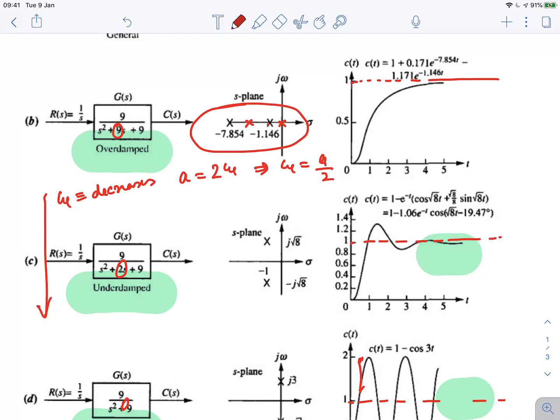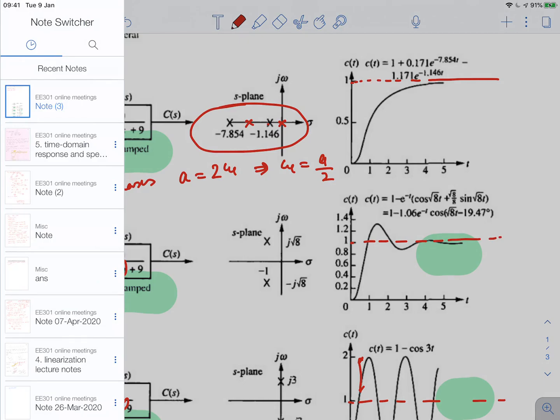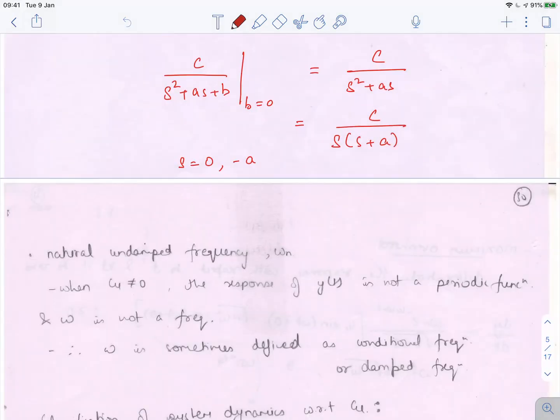Because generally when you have a pole at the origin, it behaves as an integrator, and with an integrator you see that the response would always increase, right? So we will come to this when we have a pole at the origin.